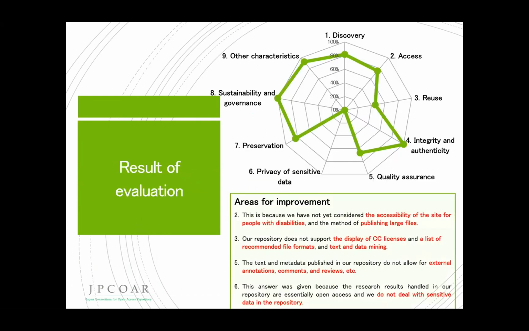Here is the result of the trial check of our repository using the framework and our checklist. I found that the result was not as good as I expected. Let me explain some of them. In terms of access, we have not been able to support accessibility for people with disabilities and a way for publishing files of large size. In our repository, files cannot be combined into a zip file and can only be downloaded individually.